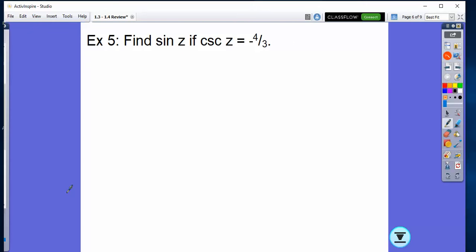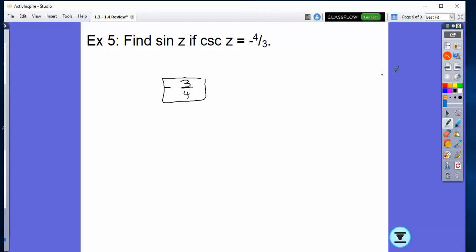What if I said find sine of z if cosecant of z is negative 4/3? We could certainly do it like the last one, or if you pay attention, sine and cosecant are reciprocals, so my answer is -3/4. So watch for those easy questions when they're reciprocals. If you didn't do it that way, then cosecant is r over y. What would your r have to be? +4, because r is always positive, and the y would be the -3.